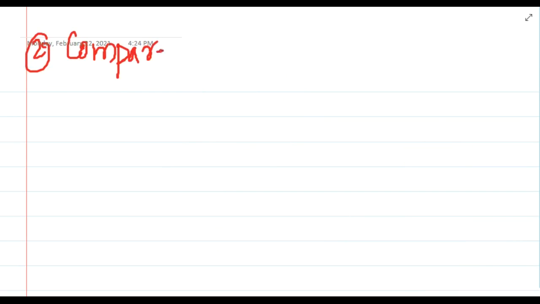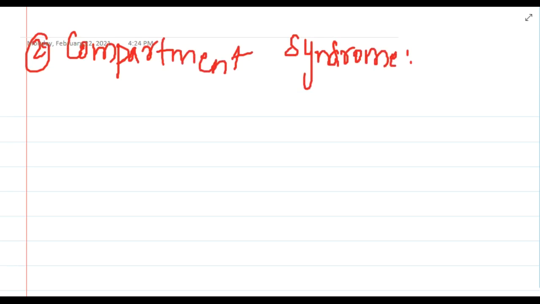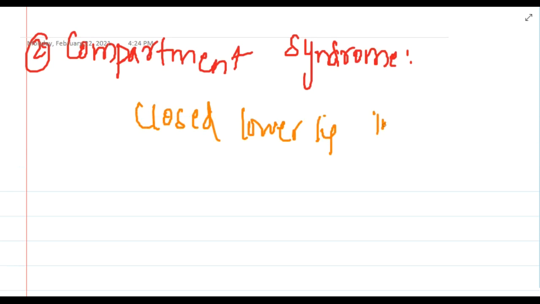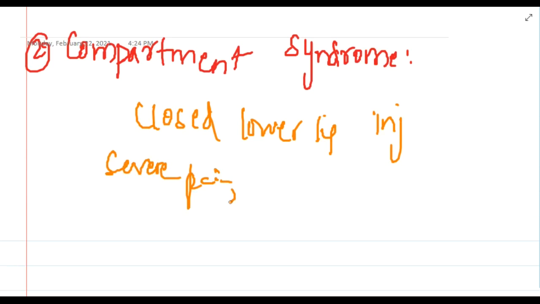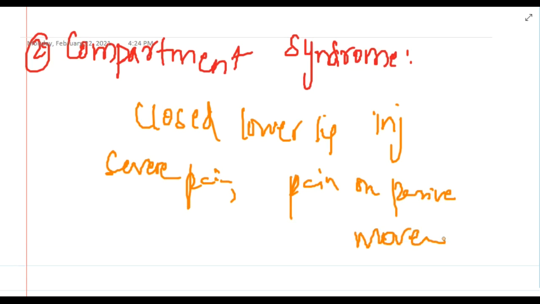Then we have the second type, which is called compartment syndrome. Compartment syndrome mainly occurs in closed lower limb injuries. This compartment syndrome is associated with severe pain, and you will also see presence of pain on passive movement.